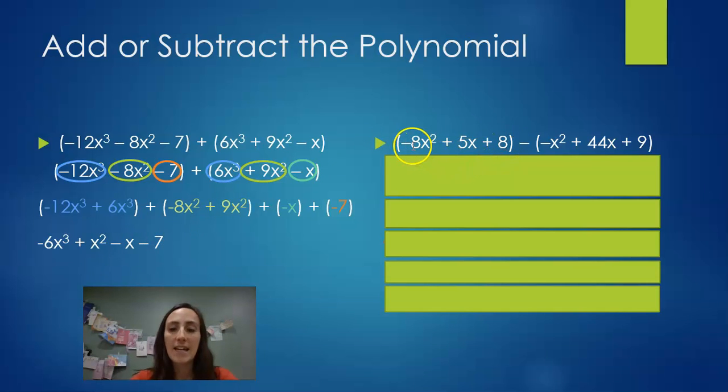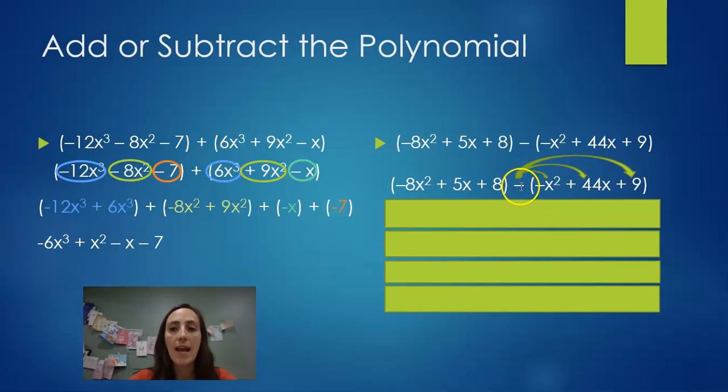Subtracting. Negative 8x squared plus 5x plus 8 is getting subtracted by negative x squared plus 44x plus 9. In subtraction, we do something slightly different. We have an extra step in the front where we have to take that subtraction sign, and that has to be distributed to every part of our second polynomial.